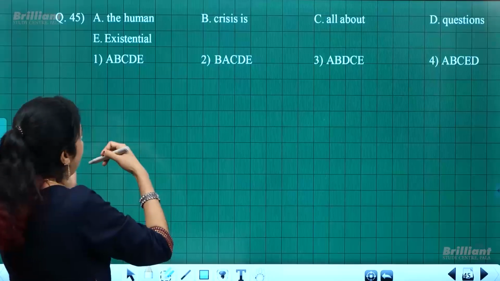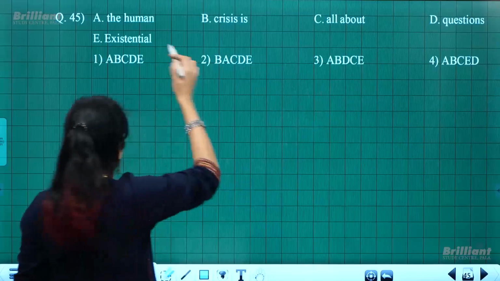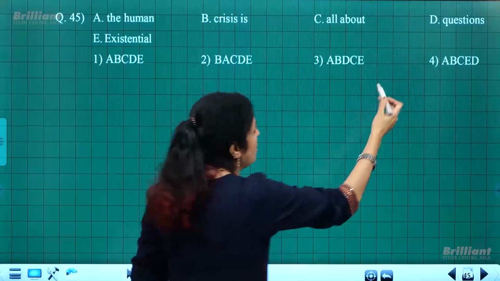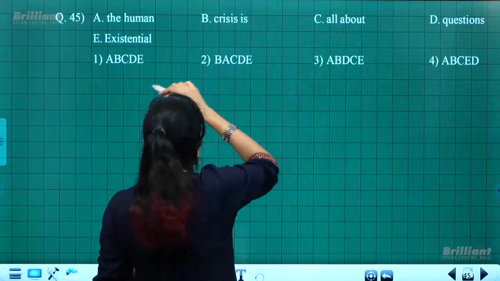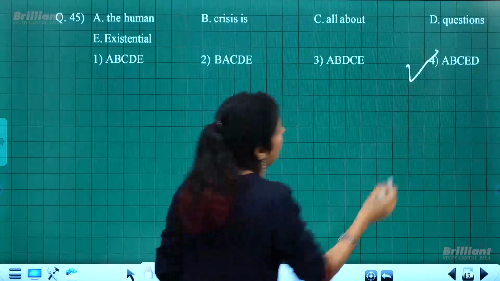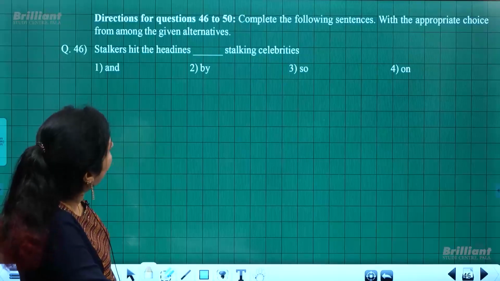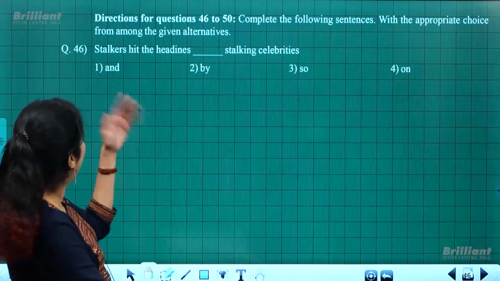And then we read the sentence like this. The human crisis is all about existential questions. It would become sensible. So A, B, C, E, D. A, B, C, E, D. Okay. Next is again, complete the following sentences with appropriate choice of words from the given alternatives.